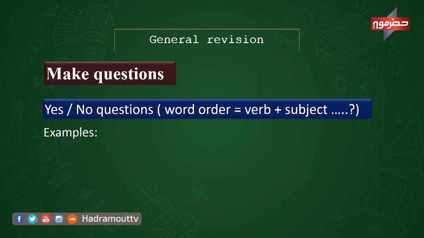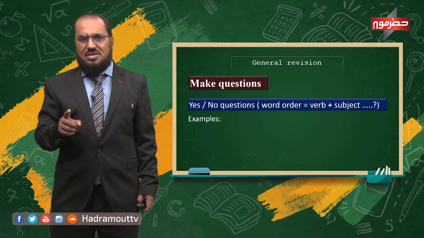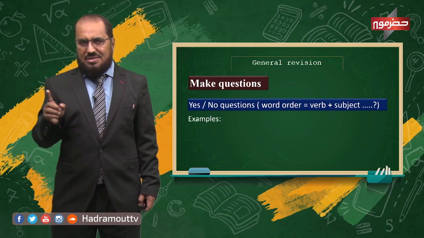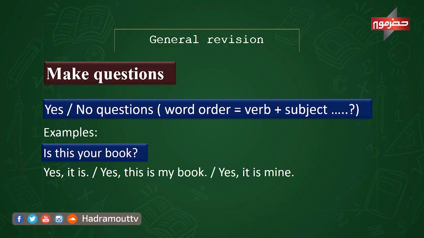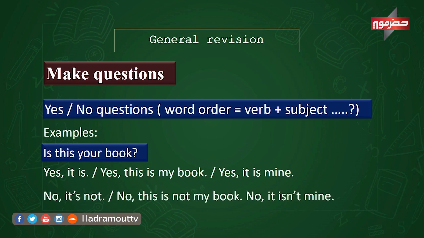Let's start with the yes-no questions. Word order: verb plus subject. Okay, then don't forget the question mark. Example: is this your book? Yes or no? Yes, it is. Yes, this is my book. Or no, it isn't. No, this is not my book. No, it isn't mine.